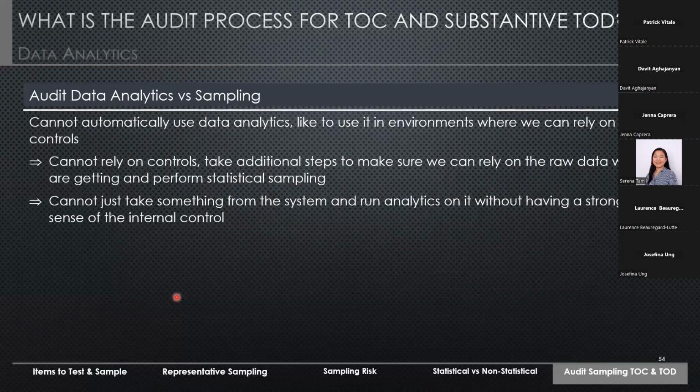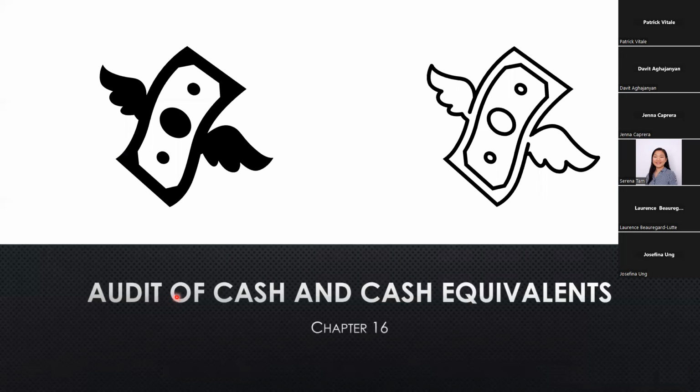The audit, data analytics, risk sampling. And so you want a lot of data, but you can't just say, oh, I'll just take a bunch of data that the client sent to me through Excel. No, you have to go test it, look at the controls, take additional steps to make sure that we can rely on the raw data we are getting and perform statistical sampling. Okay, so we can go test the controls. Okay, any questions for that?